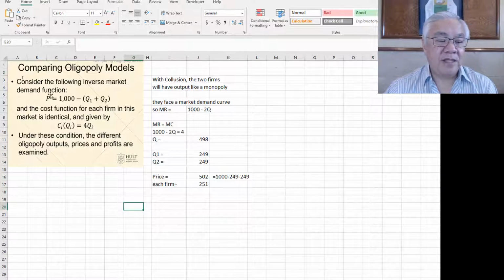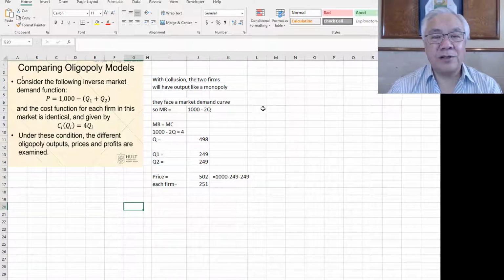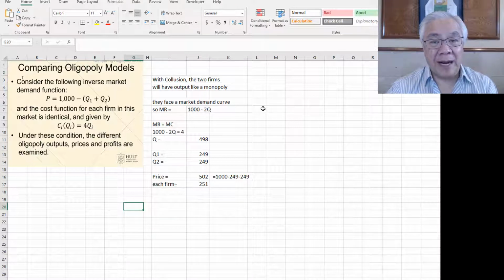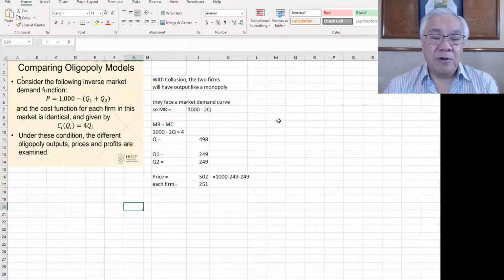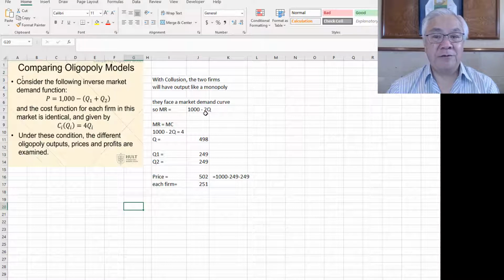Here we have the information provided, and we note that in a collusion scenario, the firms act together as if they were a monopoly. Remember, there's no cheating here. They're acting in collusion to act like a monopoly. In this case, they will be on the demand curve so that their marginal revenue equals 1,000 minus 2Q. And again, maximizing profit, marginal revenue equals marginal cost.